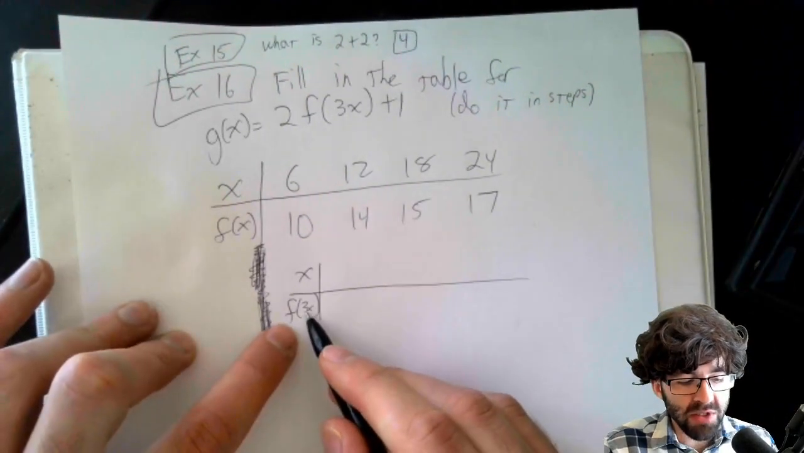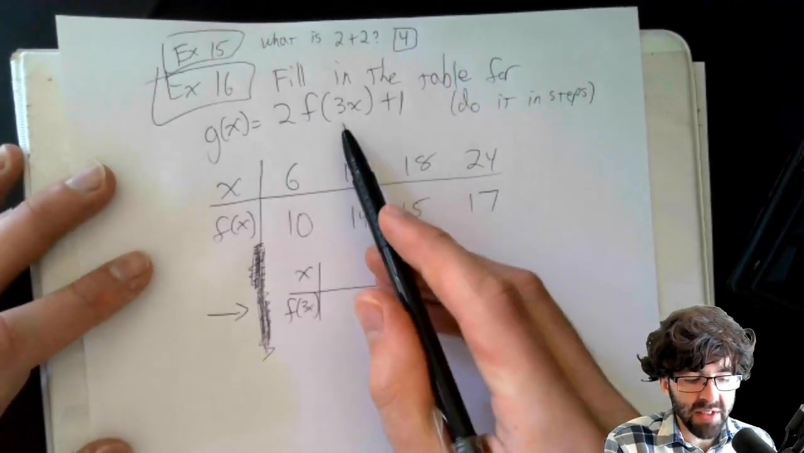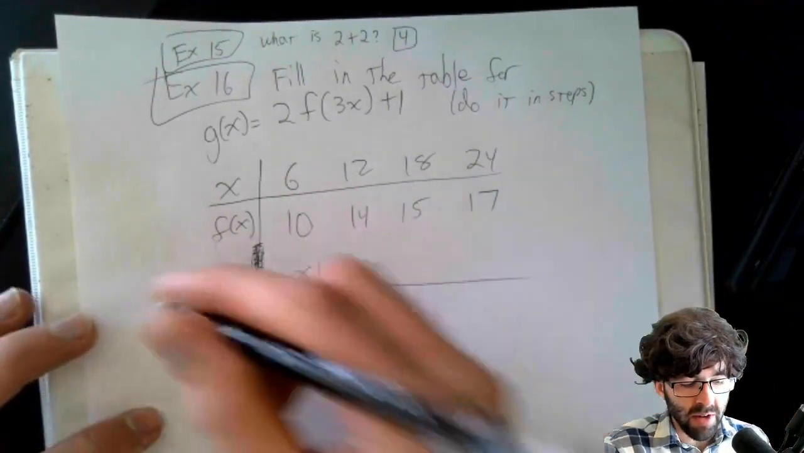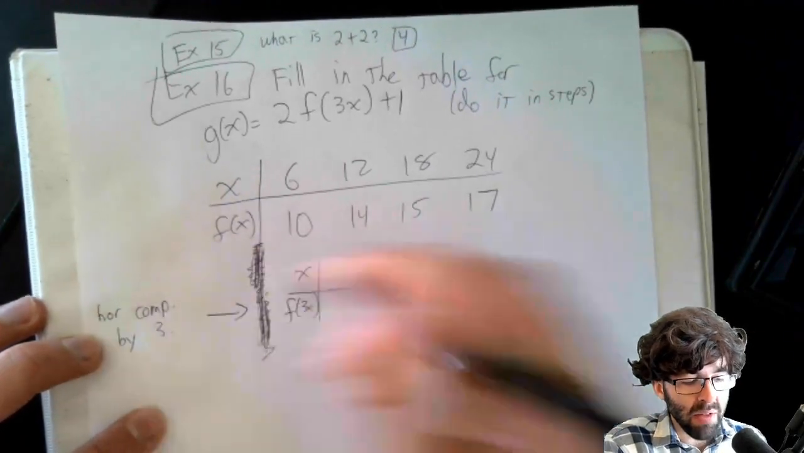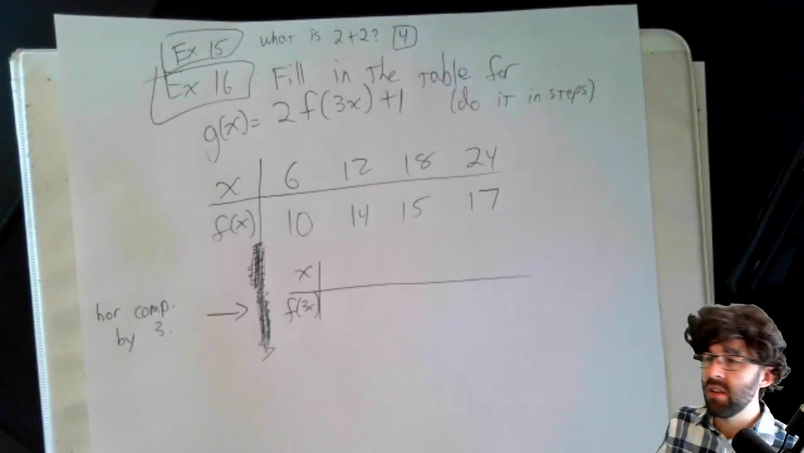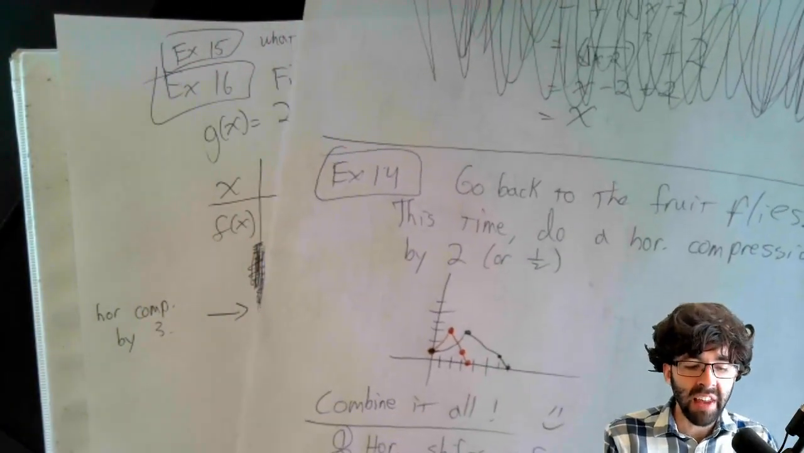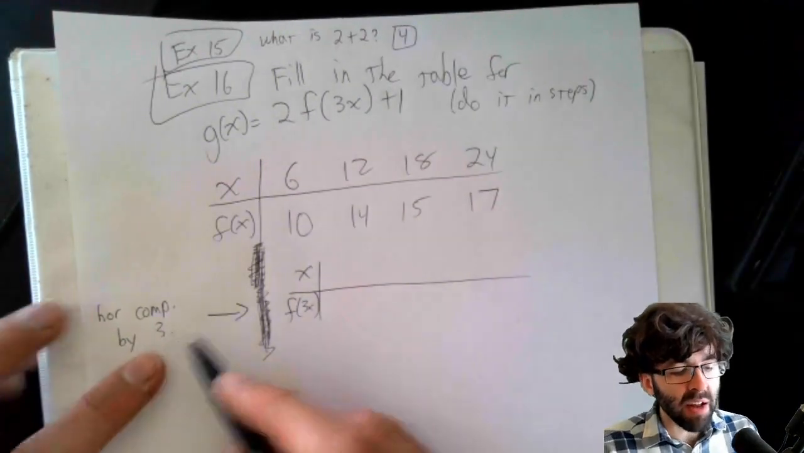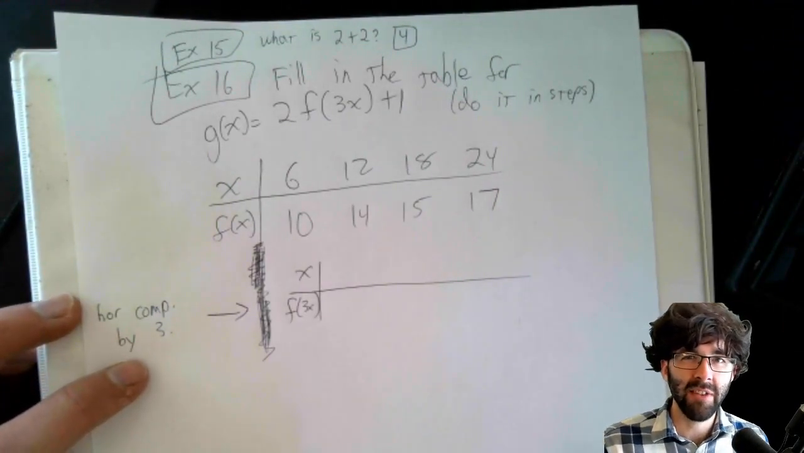So we're going to start with the horizontal compression. Right? We're doing things one at a time. There's 3 things going on here. We're just going to do them one at a time. So, right, this is a horizontal compression by 3. Just like we did in the previous example. In the previous example, we did a horizontal compression by 2, which means we halved all the x values. So we need to do the same thing here. But now it's a compression by 3. We need to divide by 3 all the x values.